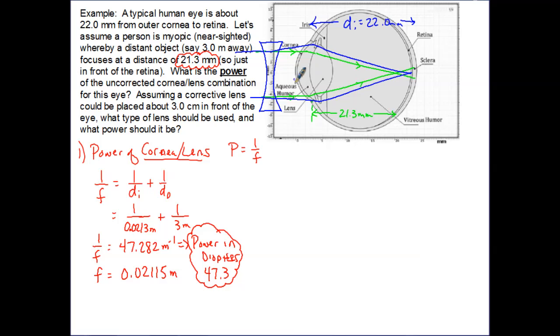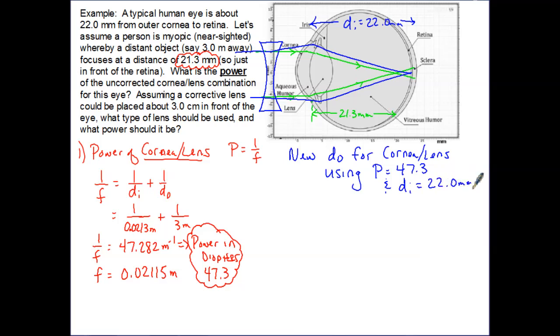So first thing I'm going to do is try to figure out what is the new DO for the cornea lens, using the power to be 47.3 and DI to be 22.0 millimeters. So I'm going to use the same kind of equation. I'm just going to try to solve for a different thing.